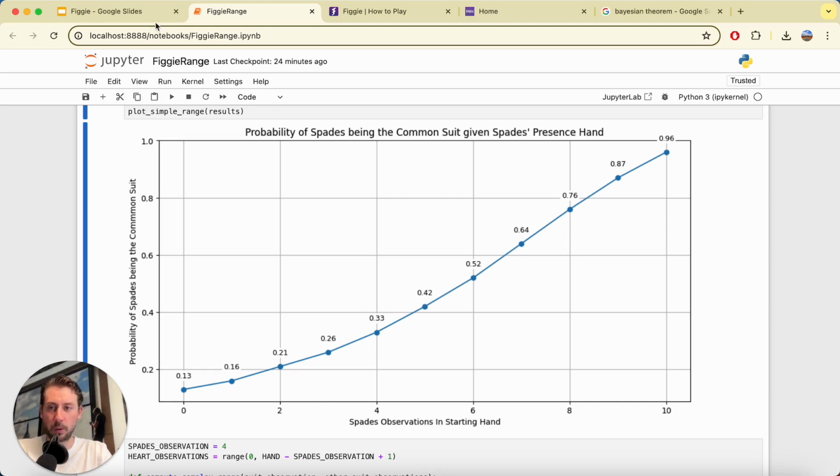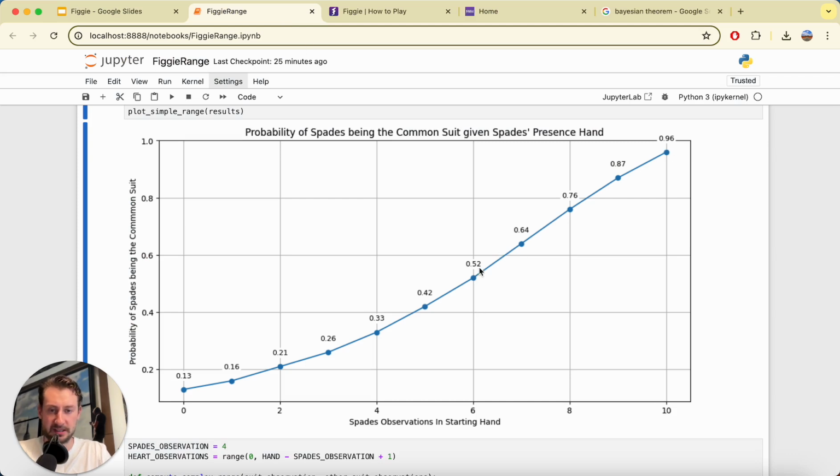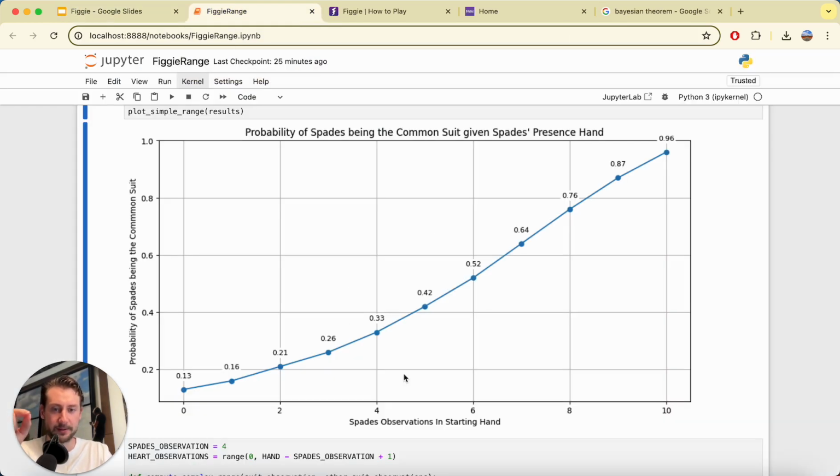And this is exactly what we wanted. We want to know where this sweet spot is, because we want to know when to start playing an aggressive strategy. And I would argue that with 6 to 7 suits in your hand, you can start playing aggressive at this game. With fewer than that, with 4 to 5, it's not the best strategy, but it could be done sometimes.